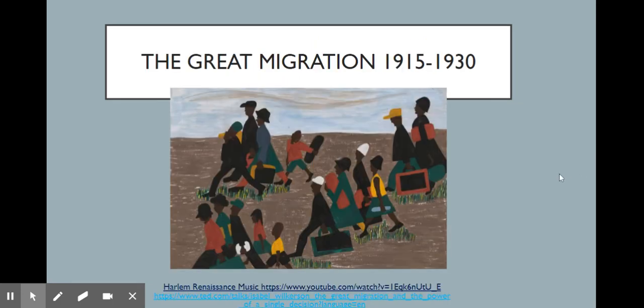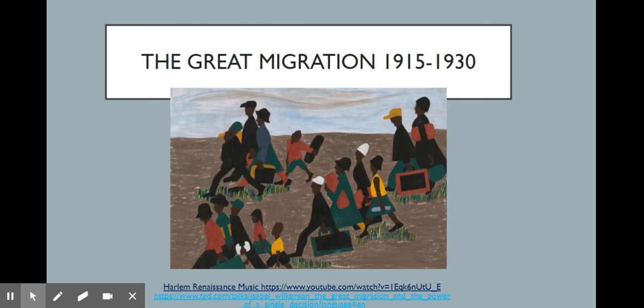So let us start with the Great Migration. And this phrase may sound familiar to you. It should, because we use that phrase to describe the large movement of Puritan peoples from England to the New World between about 1630 and 1640. And we're using that phrase again, but this time to speak about African Americans.